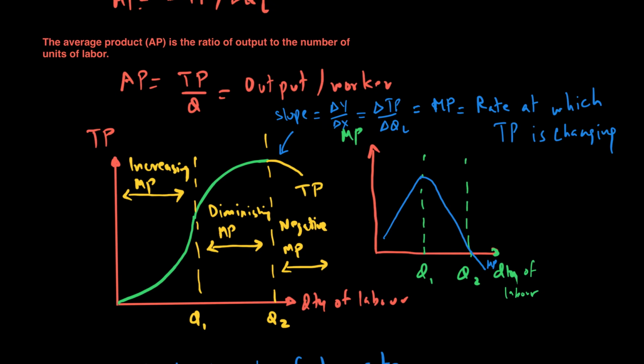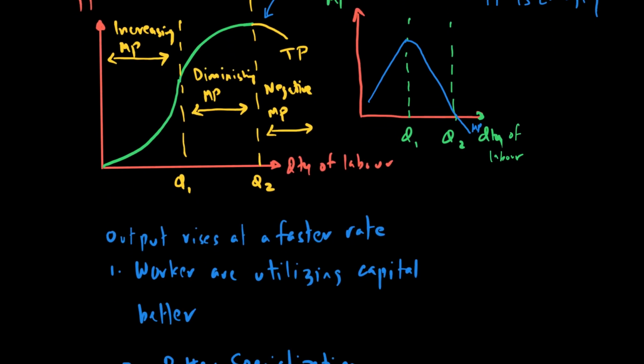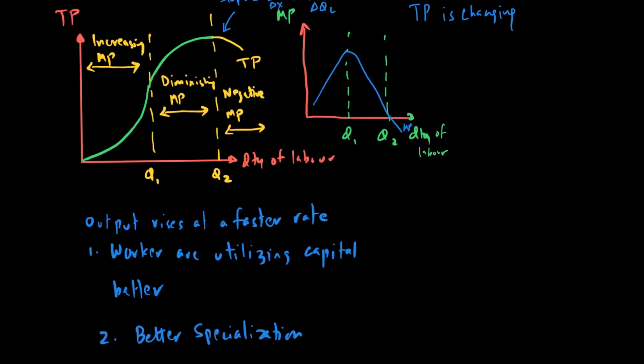And we've said that the reason why TP is initially rising at a faster rate is the idea of rising MP, or increasing MP. The reason why this increasing MP is taking place to start off with is that the workers are probably utilizing capital better, or they're doing better specialization, which means that they are specializing and doing tasks, which is making the output go up. But there is a limit to specialization. There is a point after which specialization will stop giving benefits.